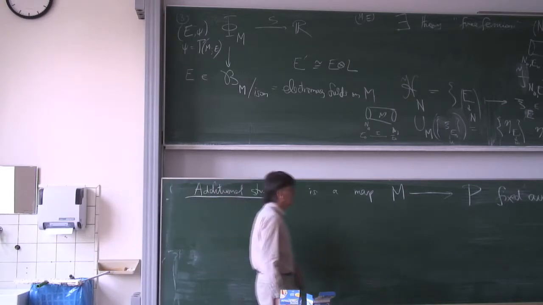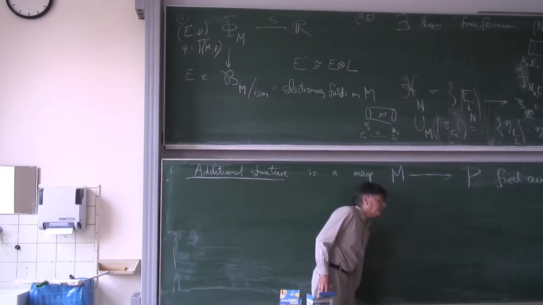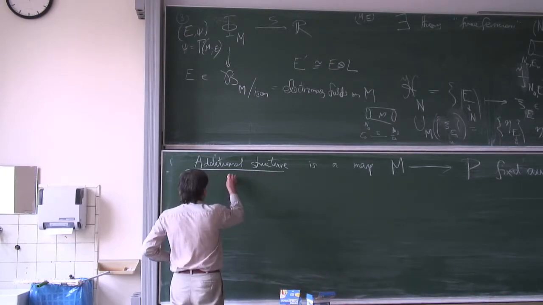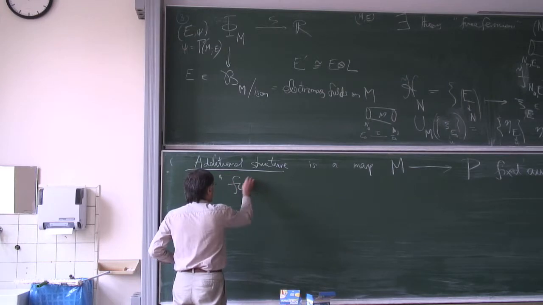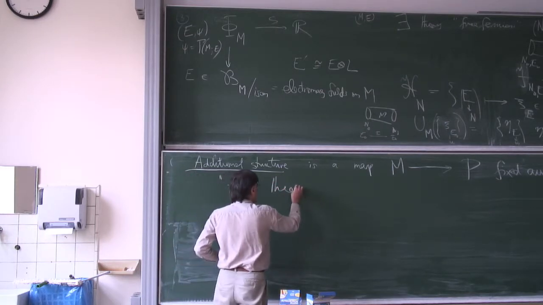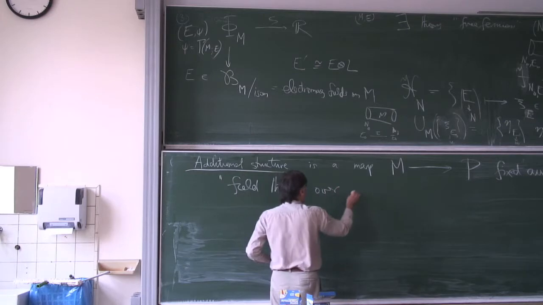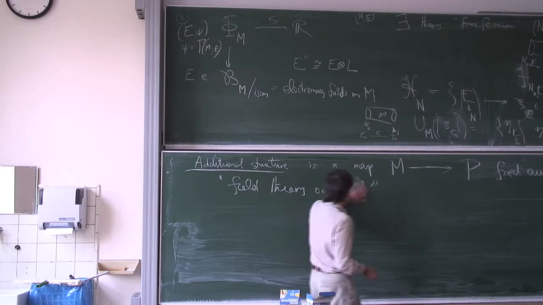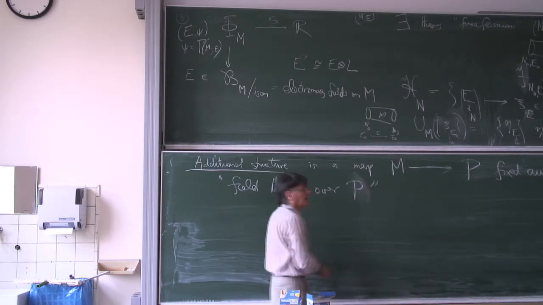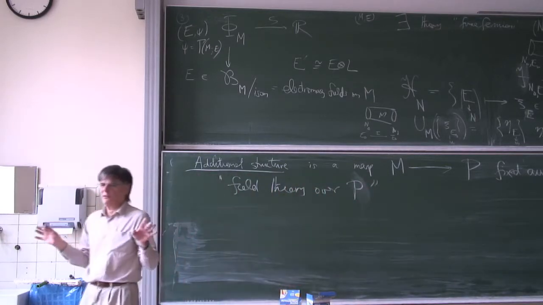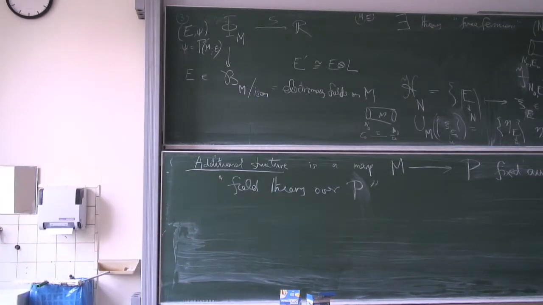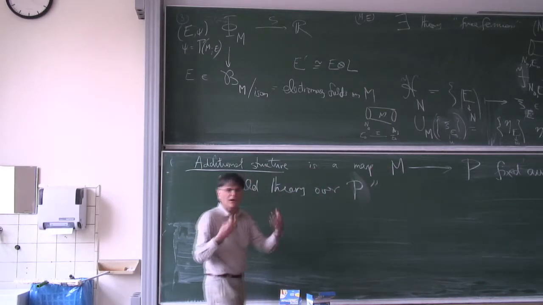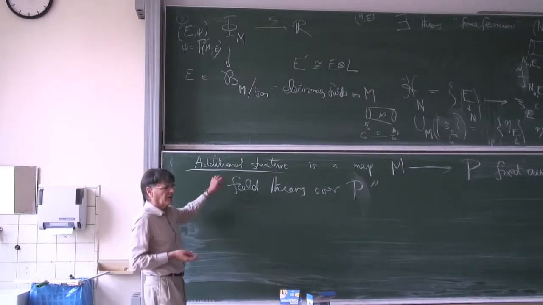And then, you see, supposing we... so in this case, I'll talk about a field theory over P. So instead of considering field theories simply, we're considering field theories defined on manifolds and cobordisms over a fixed manifold P. We'll call that a field theory over P.